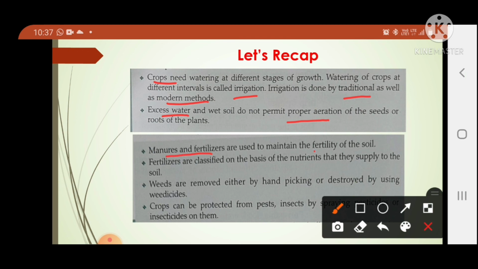Manures and fertilizers are used to maintain the fertility of the soil. Fertilizers are classified on the basis of nutrients that they supply to the soil. Weeds are removed either by hand picking or destroyed by using weedicides. Crops can be protected from insects by spraying pesticides or insecticides on them.